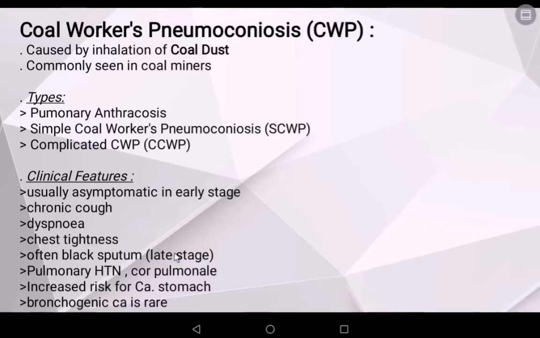sputum which occurs in the late stage, and progressive massive fibrosis, pulmonary hypertension and cor pulmonale, which are the ultimate complications. Cor pulmonale is also known as right-sided heart failure. There is increased risk for carcinoma of the stomach, but bronchogenic carcinoma is rare in coal workers pneumoconiosis. Bronchogenic carcinoma is most commonly seen in asbestosis or in persons who smoke.